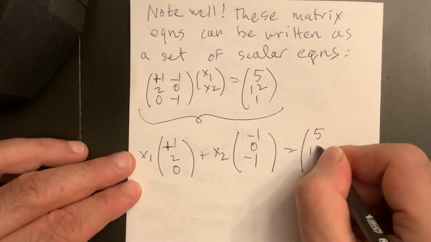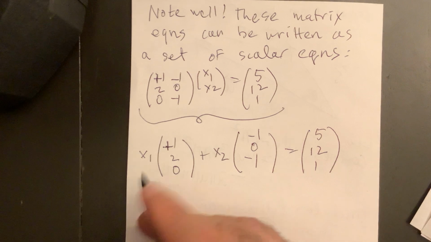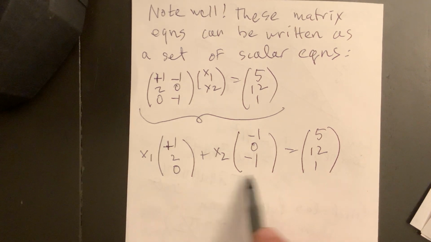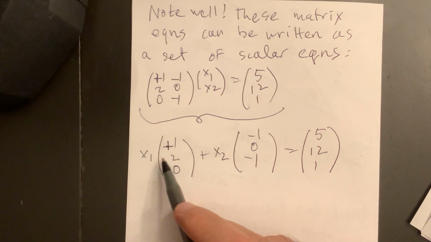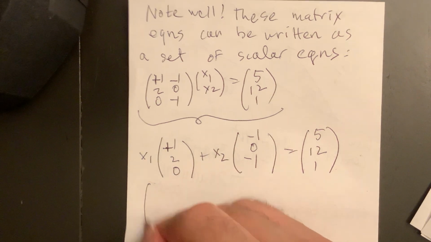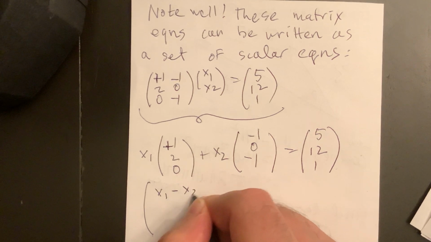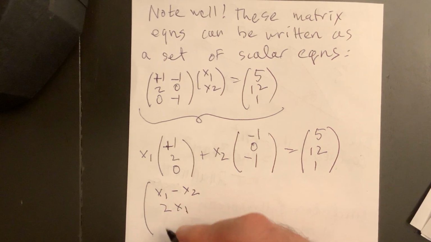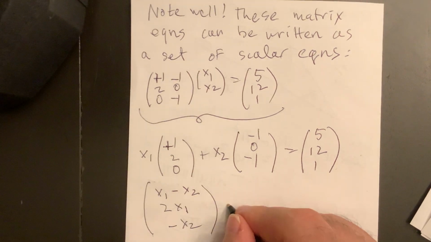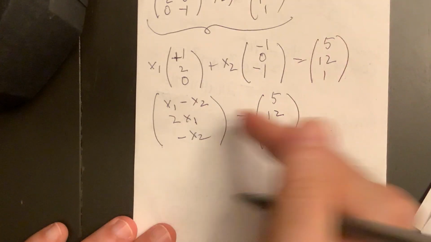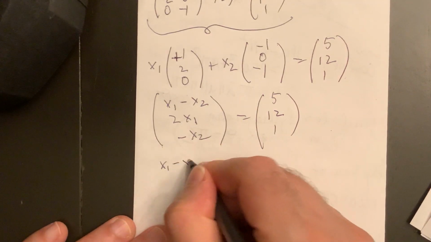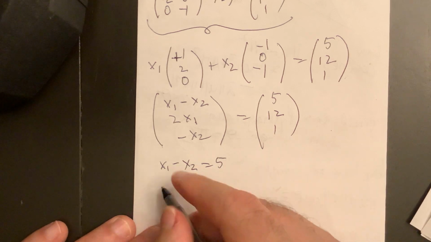equals 5, 12, 1. Well, first of all, you can see over here I get a vector in R3, and here I have a vector in R3. They're equal if every element is equal. Two vectors are equal only if every element is equal. I can't have one that's not. So I now can put these together. I have x1 minus x2. Here I have 2x1, and here I have minus x2. So you see the equations, right? Now it's just formality to write this without the brackets around it.